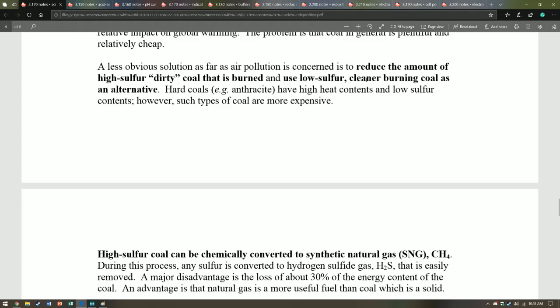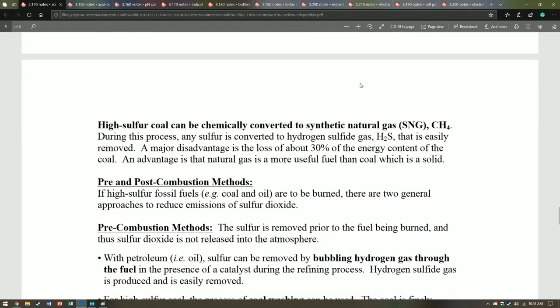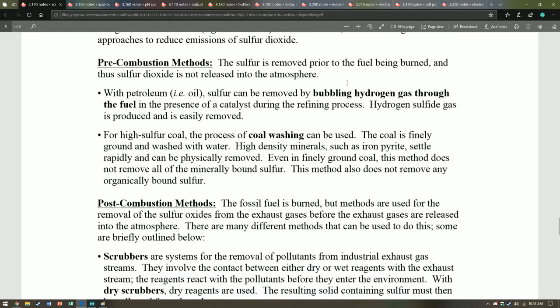Now, what we can do here is use less dirty coal and use low sulfur, cleaner burning coal. We could also use some pre and post combustion methods. Some pre combustion methods would be bubbling hydrogen gas into petroleum to form hydrogen sulfide gas, which is easily removed. The problem is that it lowers the energy density of the fuel by quite a significant amount. I think it's about 30% loss, and that's why it's not as popular an option as it should be.